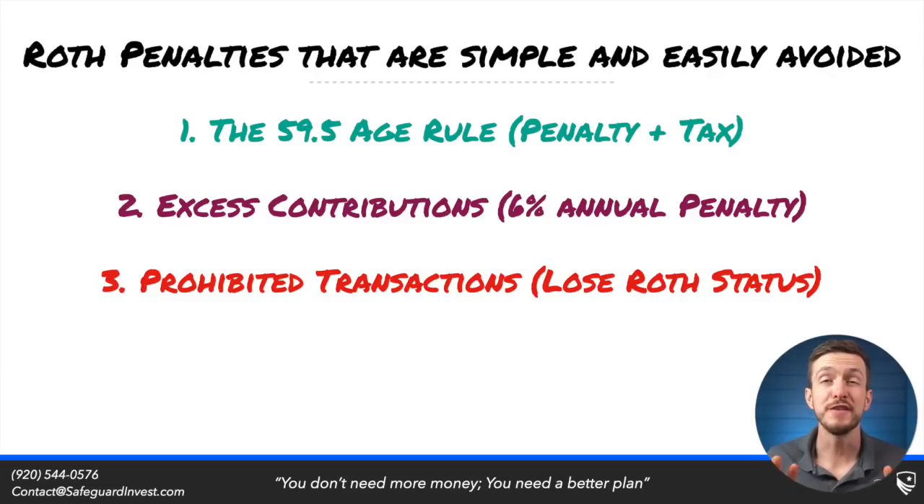The first rule is the 59.5 age rule. This rule slightly differs from the 59.5 age rule that governs traditional IRAs, in that you can pull contributions you've made before 59.5 from a Roth IRA. You just can't pull any earnings.